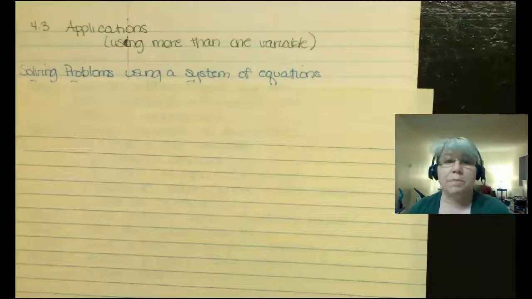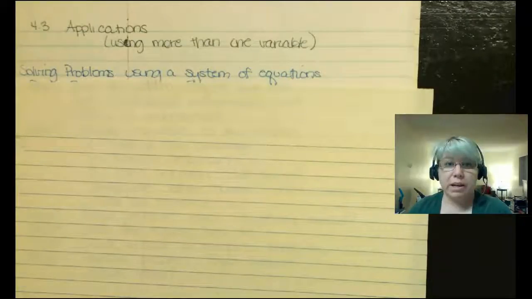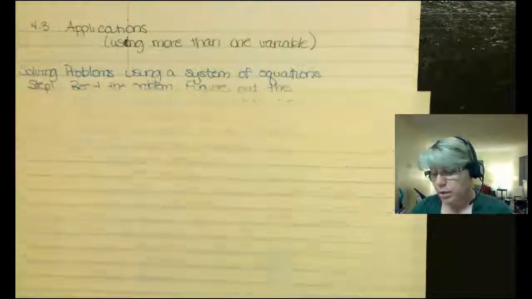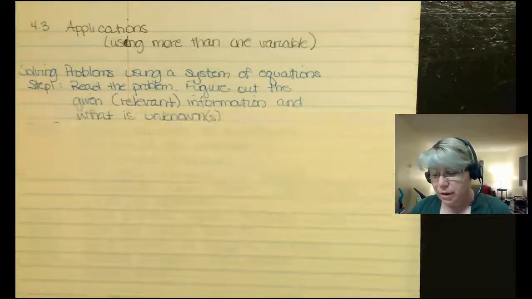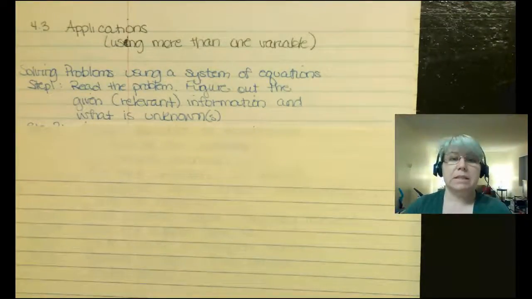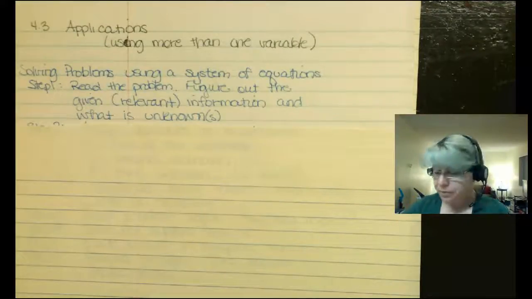When you're working with application problems, I think the hardest thing is, first of all, deciphering what the problem is asking for, what information you're given, and how the heck do I conquer this problem? Well, let's look at a strategy that you can use. First thing, you've got to read the problem. You've got to figure out the given information which is relevant and what the unknowns are. I mean, what are you looking for?